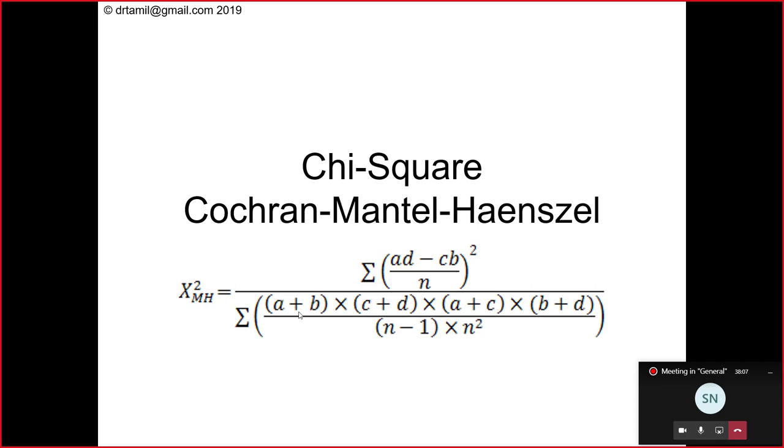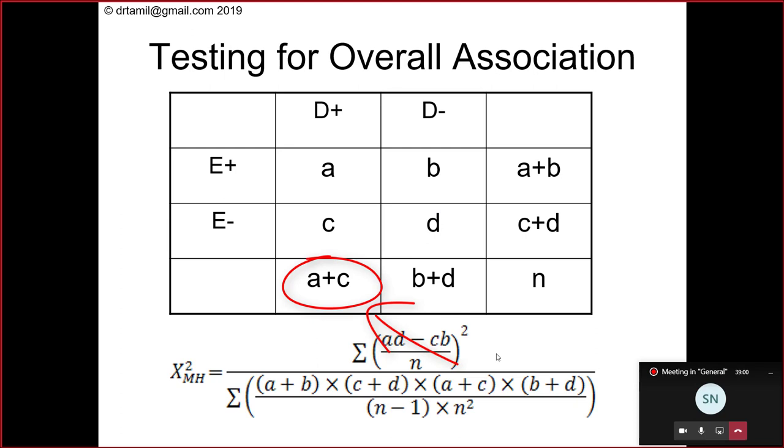Then you put all the other formula at the bottom, and they are all according to their gang. Okay, so where does this thing come from? A plus B, C plus D, A plus C, B plus D. This one is A plus B. This one is B plus C. This one is A plus D. This one is B plus D. That is why you had this formula like this.